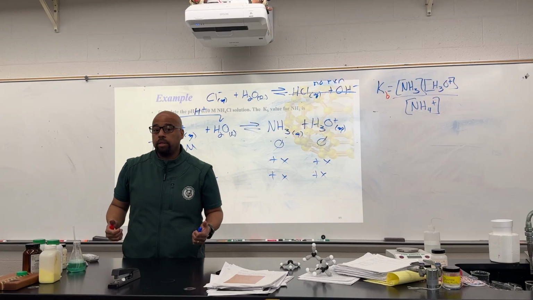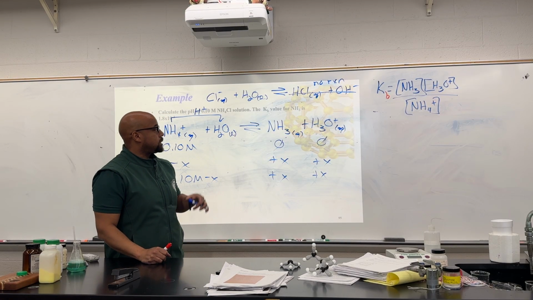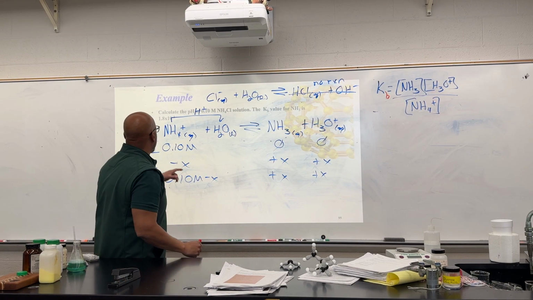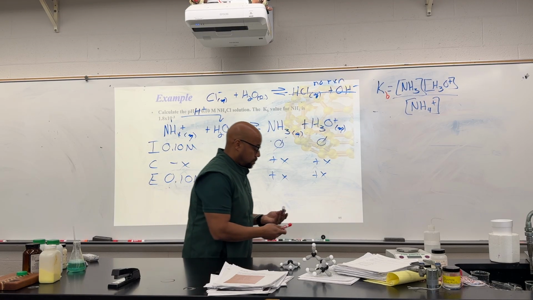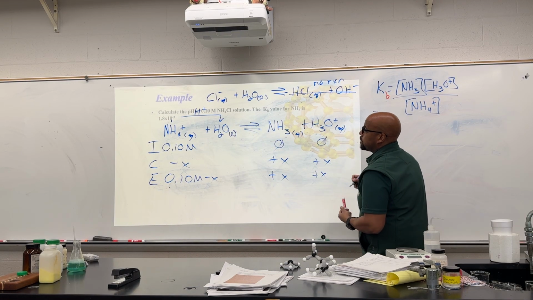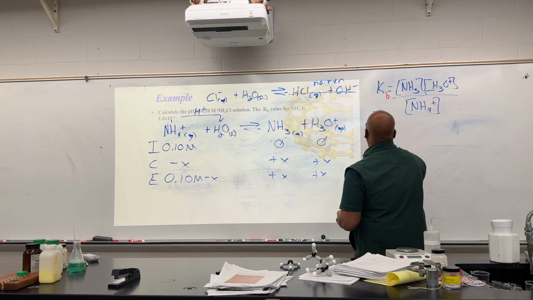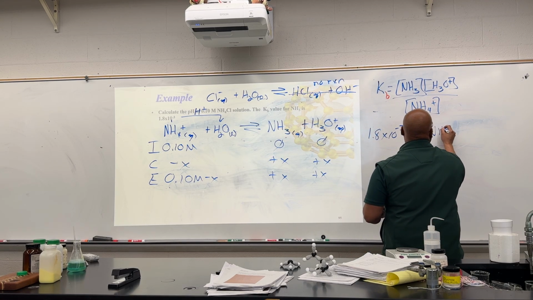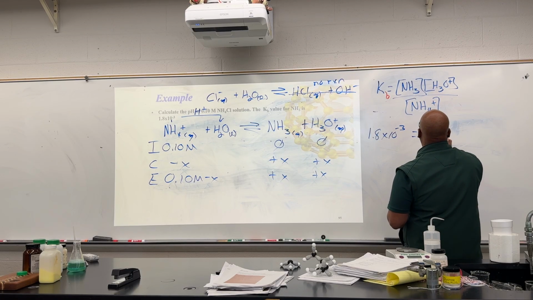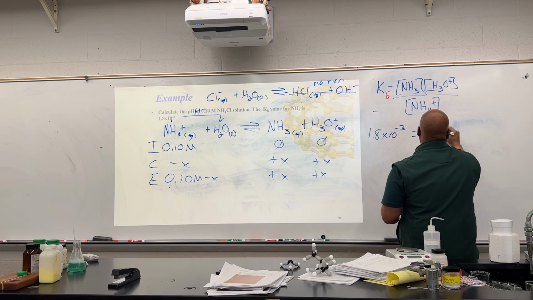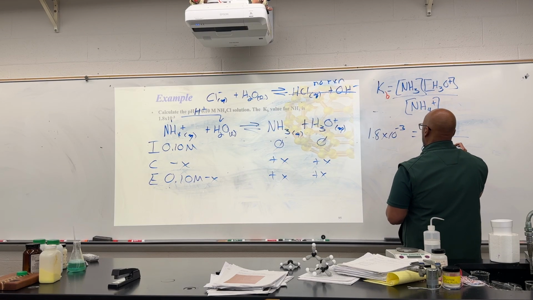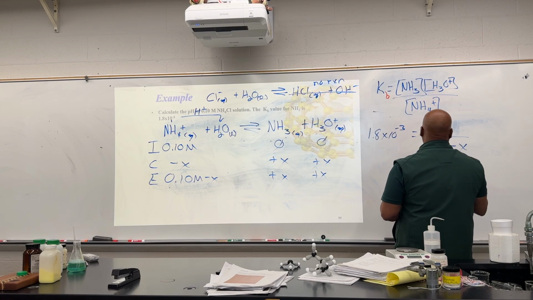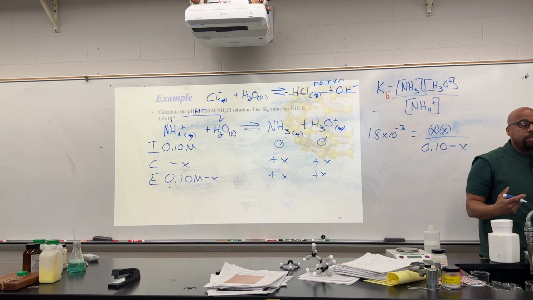And then we just solve it. I just take the value, in this case the Kb, 1.8 times 10 to the negative third. So 1.8 times 10 to the negative third is equal to, well, let me substitute in, X times X divided by 0.10 minus X. And then, great, we can just solve for X.